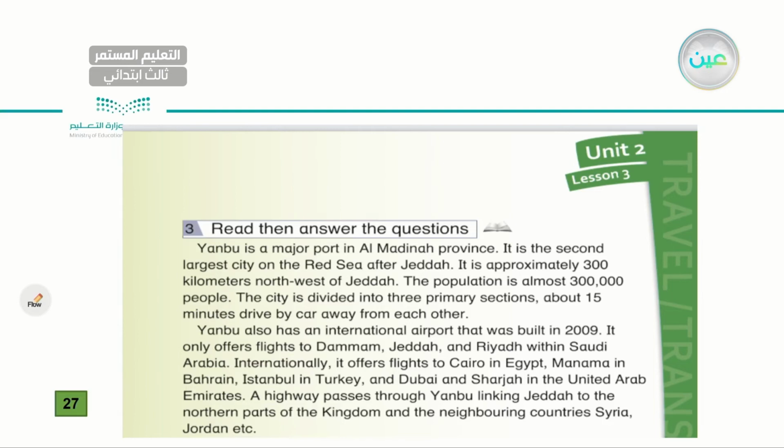Yanbu also has an international airport that was built in 2009. It only offers flights to Dammam, Jeddah, and Riyadh within Saudi Arabia. Internationally, it offers flights to Cairo in Egypt, Manama in Bahrain, Istanbul in Turkey, and Dubai and Sharjah in the United Arab Emirates. A highway passes through Yanbu, linking Jeddah to the northern parts of the kingdom and the neighboring countries, Syria, Jordan, etc.